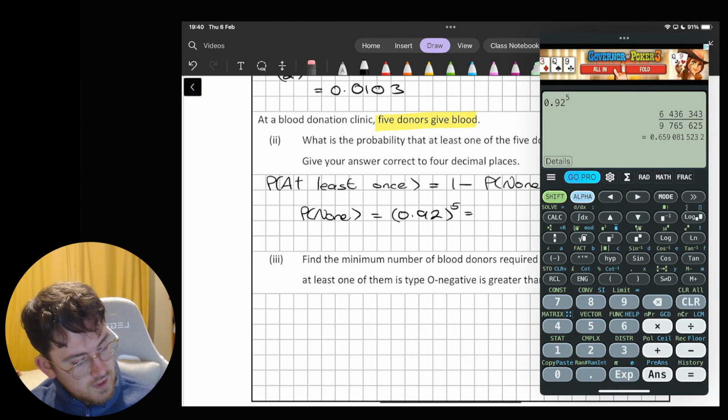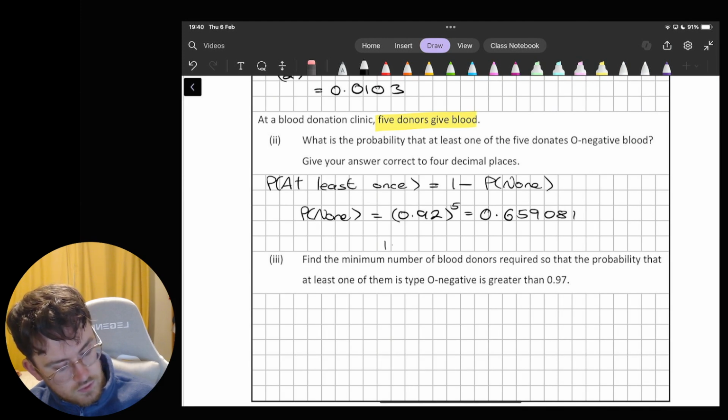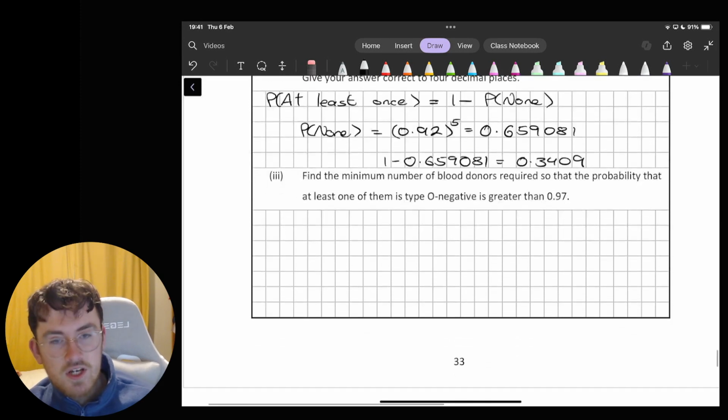And that gives me 0.659081. So 1 minus that is going to give me an answer of 0.3409. Find the minimum number of blood donors required so that the probability that at least one of them is O negative is greater than 0.97.